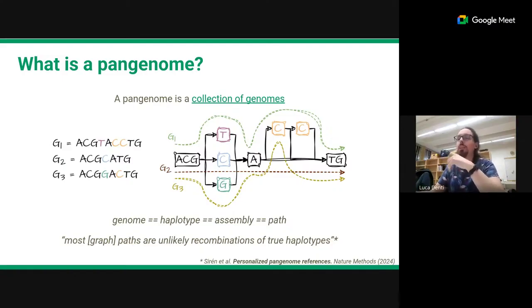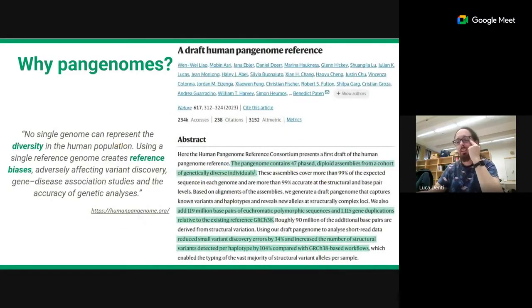In the same way, an assembly is also a path. So when I talk about a path in the graph, I will talk about genomes or haplotypes, because in my opinion, most paths in the graph theory definition of path are just unlikely a combination of two haplotypes. Okay, so this is my definition of pangenome. It could be a set of strings or a graph encoding those strings.